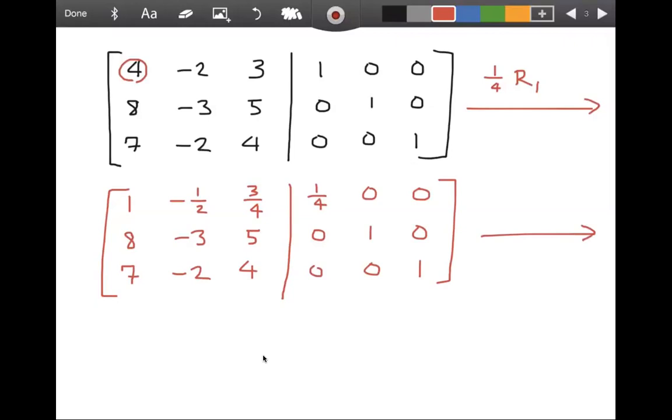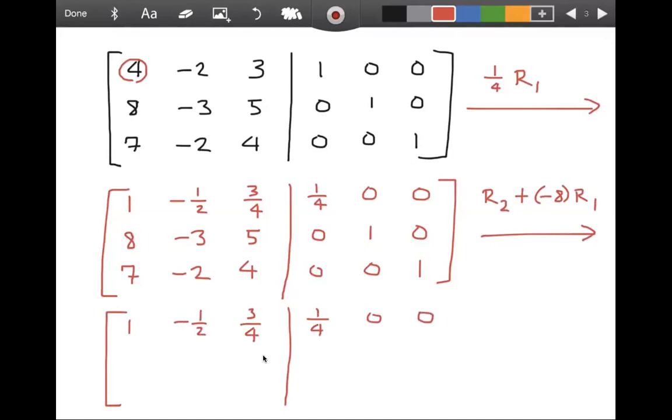So first, let's fix row 2. So we're going to change row 2 by adding to it negative 8 times row 1. So let's go ahead and figure out what that is. We're not changing row 1. Still going to be 1, negative 1/2, 3/4, 1/4, 0, 0. Okay, but now we're ready for the new and improved row 2.